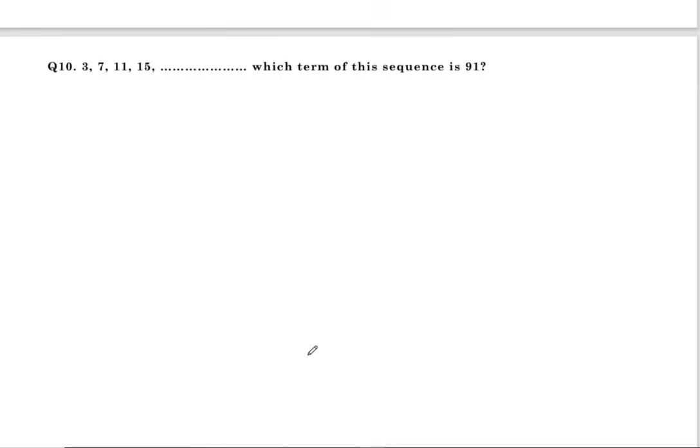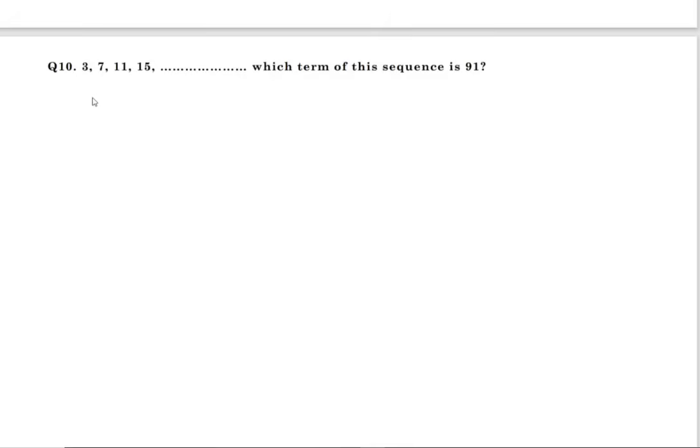A question from the unit arithmetic progression. Students, very important question. Always what you should do? Write down the given data.